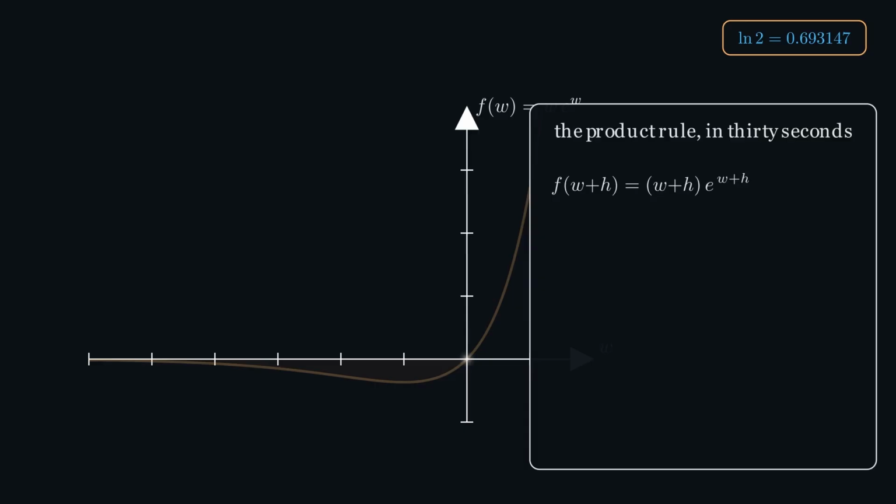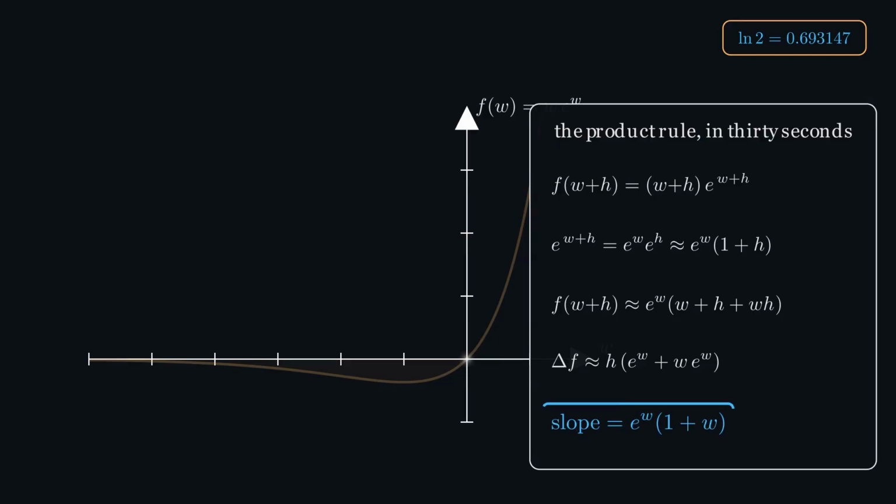Nudge w by a tiny amount, call it h. The new value is w plus h times e to the w plus h. And e to the w plus h is e to the w times e to the h, and for tiny h, e to the h is almost exactly 1 plus h. Multiply everything out and drop the h squared term. Not because I'm cheating, because it vanishes in the limit as the nudge shrinks to nothing. The change comes out to h times e to the w plus w e to the w. So the slope, change over h, is e to the w times 1 plus w.